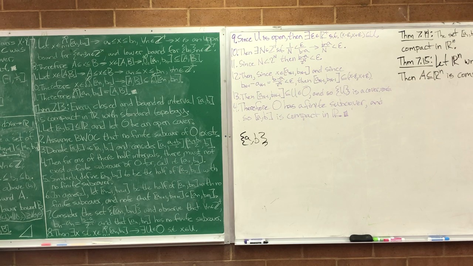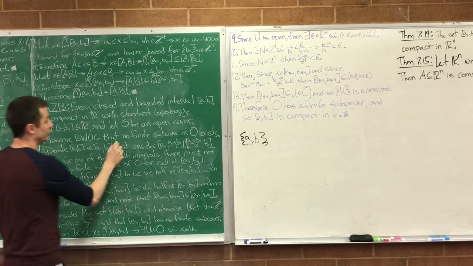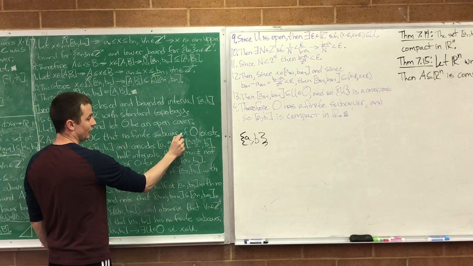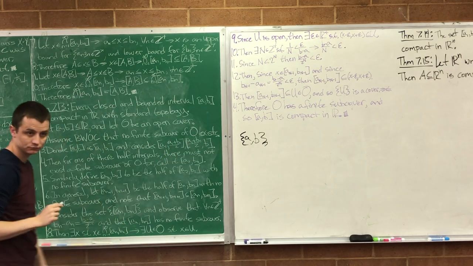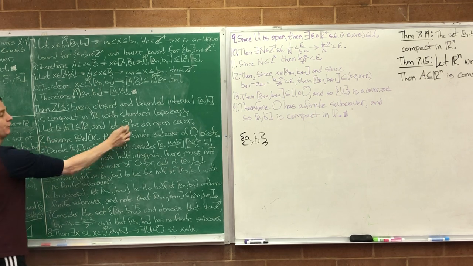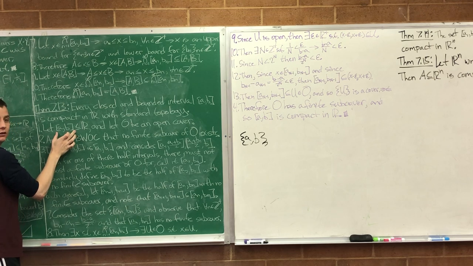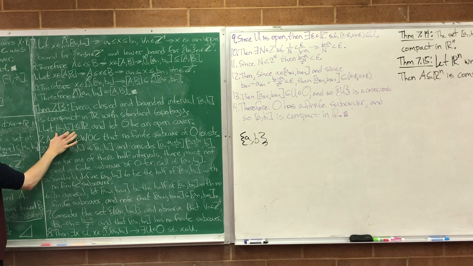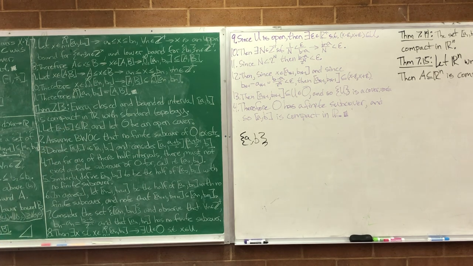This one's a weird one because we're doing this proof by contradiction. Assume by way of contradiction that no finite subcover of big O exists. So let's assume you always have to use infinitely many open sets: for any open cover that covers this thing, it never has a finite subcover. So anything that still covers this has to use infinitely many elements.